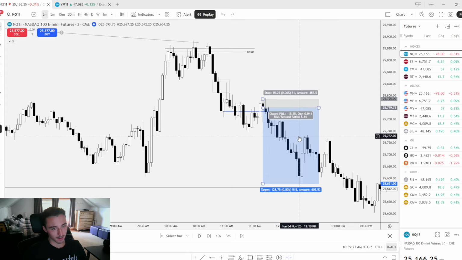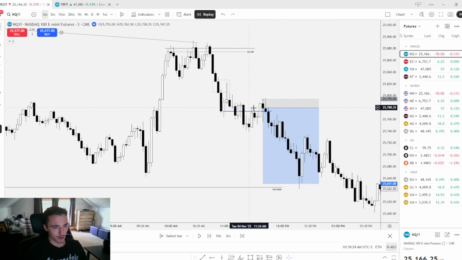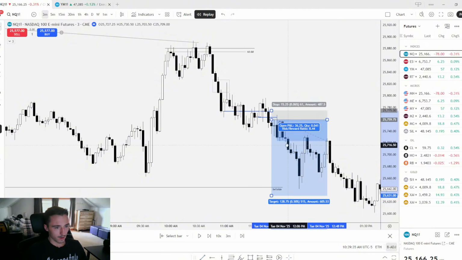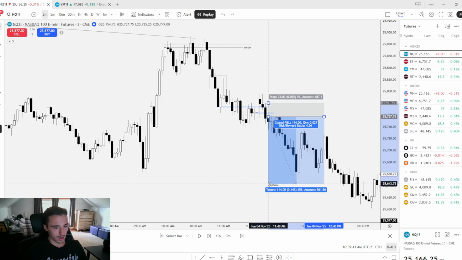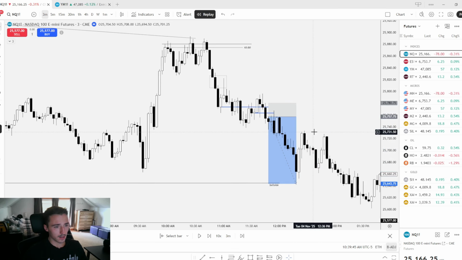So then I was like, damn, that kind of sucks. But it was just a small loss. It wasn't anything serious. And then we get this order block here with a fair value gap. So I short the fair value gap. I was like, okay, this is my last try, right? TP down here for 114 points, and we get filled out there.